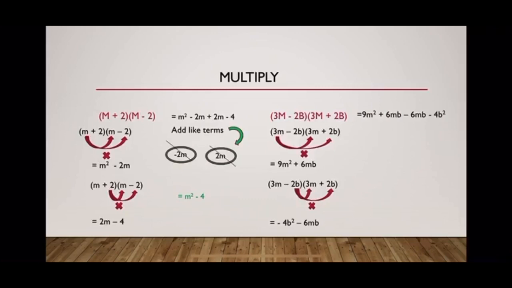Both of our answers combined will give us 9m squared plus 6mb minus 6mb minus 4b squared. To get the final answer, we need to add the like terms. The like terms are 6mb and negative 6mb. Both of these are the opposite of each other, so we can cross cancel to get our answer of 9m squared minus 4b squared.